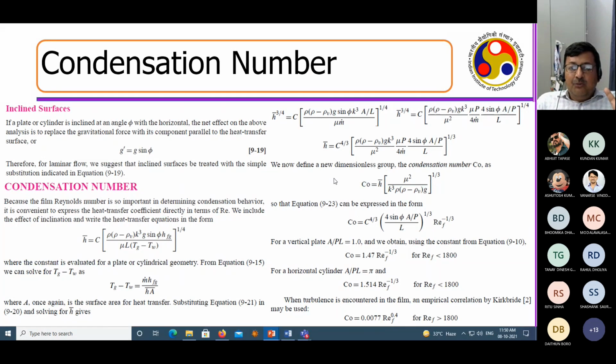And then you rearrange the h bar equation in this manner to get the condensation number. The condensation number is traditionally defined like this: heat transfer coefficient, mu squared, K cubed, rho minus rho v, into g. This is the way you make a dimensionless group. So the condensation number is equal to this to the power half, where these are all geometrical parameters, whereas this is the Reynolds number, right? So again, turbulent to laminar.